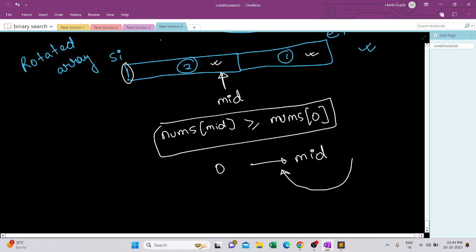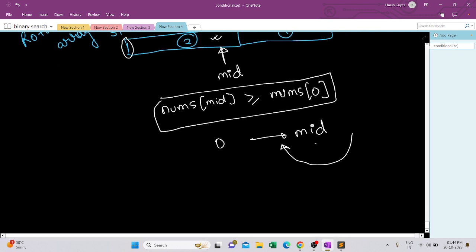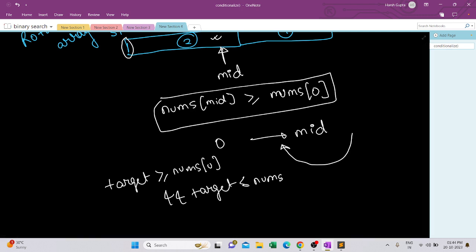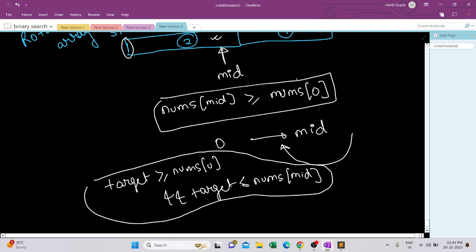How can we check if our target lies in 0 to mid? Since the part from 0 to mid is already sorted, we can simply check if target is greater than or equal to nums of 0 and target is less than or equal to nums of mid. If this is the case, and we know that this part is sorted, so if target is present in this array, it will be present in this part, right? And if this is not the case, we can shift our starting index to mid plus 1.